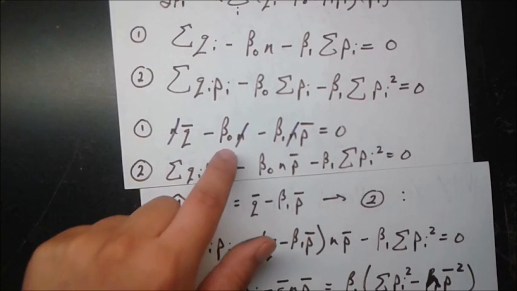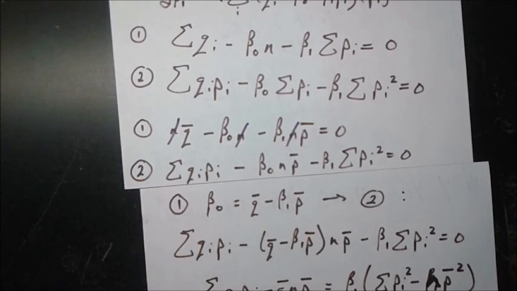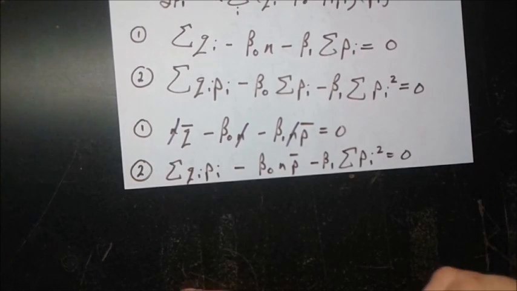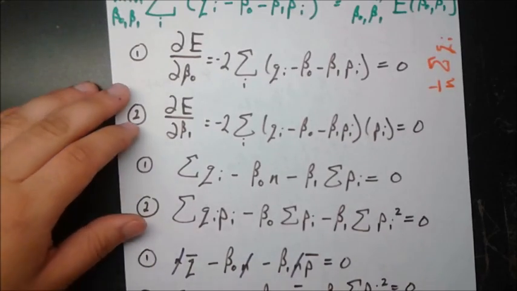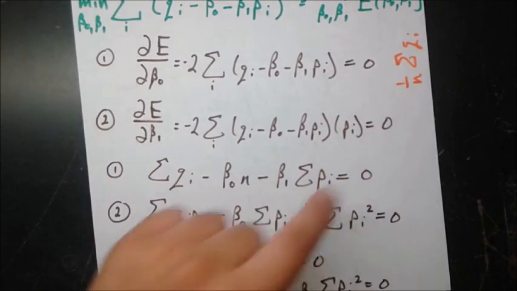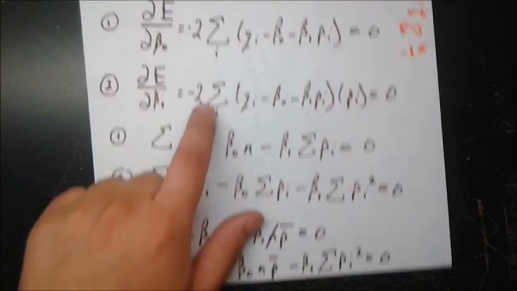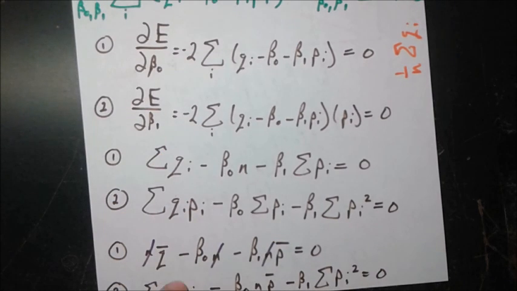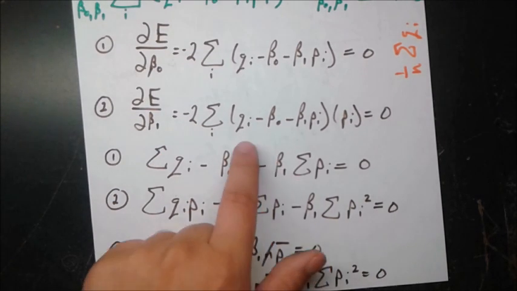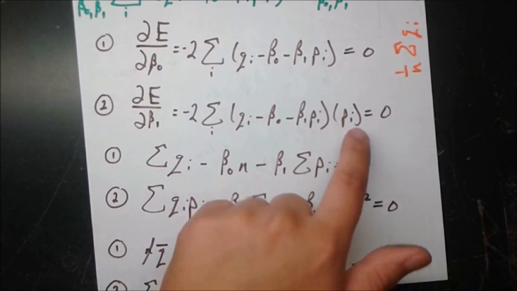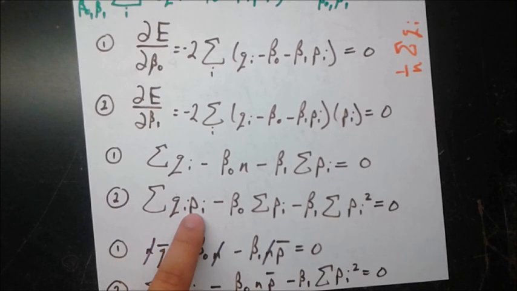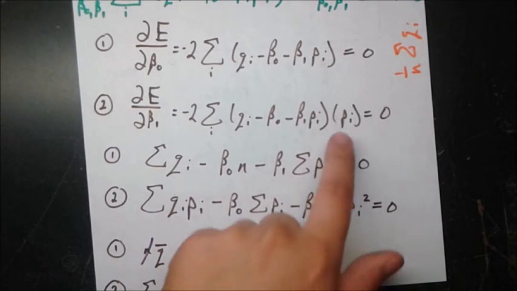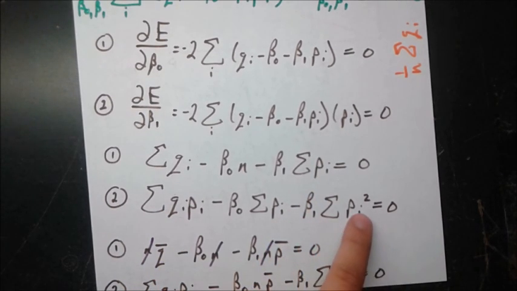And we just got that by just rearranging this equation right here. So now before we go further, let's track what happened in equation 2 so we can plug them into each other. So we started with this. The next thing we did was, again, we got rid of this negative 2. It's pretty irrelevant. And then we broke this up by parts. So we're multiplying each term by p sub i. So we have the sum of q sub i p sub i, minus beta naught sum of p_i, minus beta 1 sum of p_i squared. Okay?